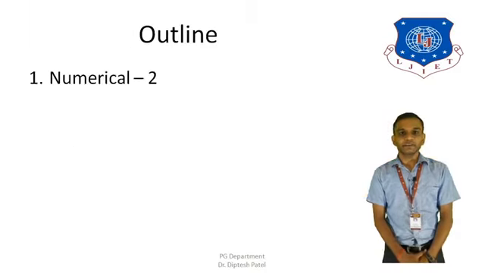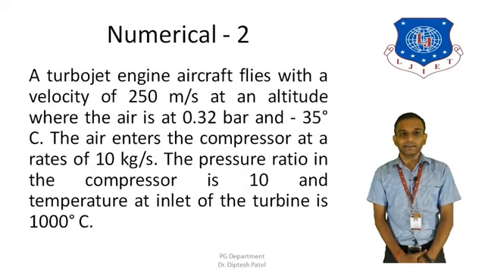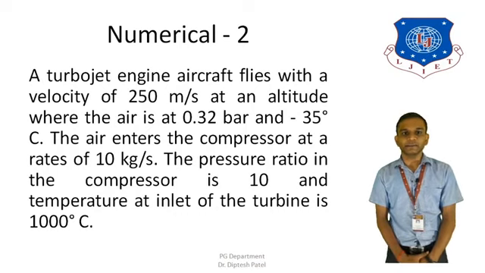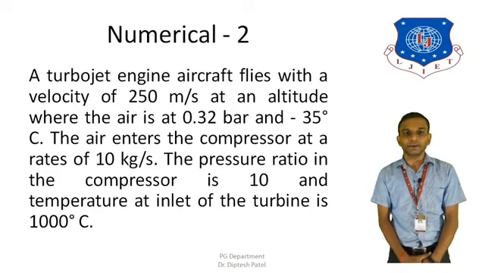Now in this video session we are going to see numerical 2. As we have discussed numerical 1 in the previous lecture, let's start another example to solve. The numerical is: a turbojet engine aircraft flies with a velocity of 250 meter per second at an altitude where the air is at 0.32 bar and minus 35 degree Celsius. The air enters the compressor at a rate of 10 kilogram per second, and the pressure ratio in the compressor is 10, and the temperature at inlet of the turbine is 1000 degree Celsius.